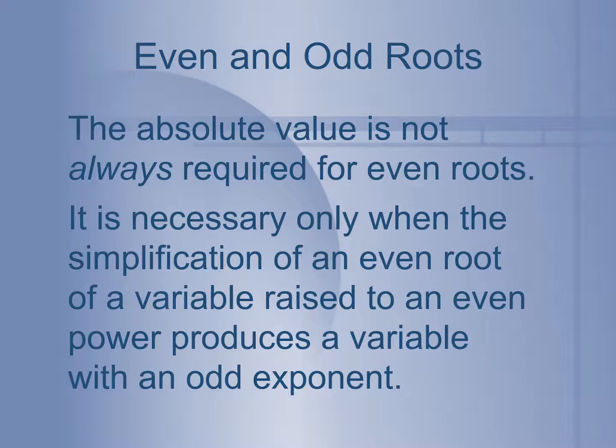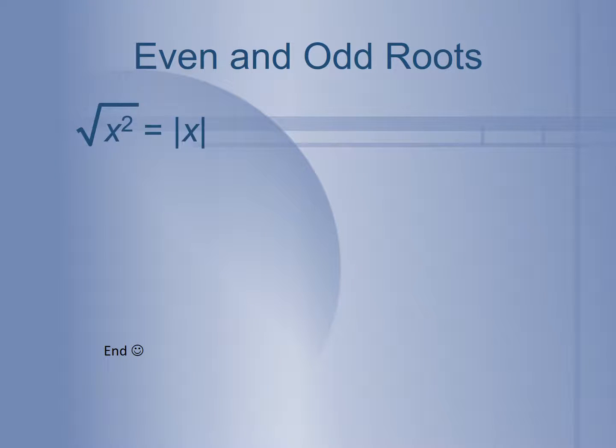So if you have an even index and you have an odd power of a variable, you don't have to use an absolute value. You only have to use the absolute value when you have an even index and an even power. So let's look at an example. The square root of x squared has to be the absolute value of x because our index is even and so is our power.